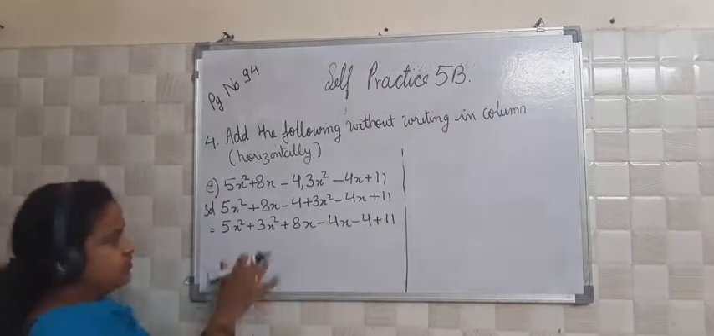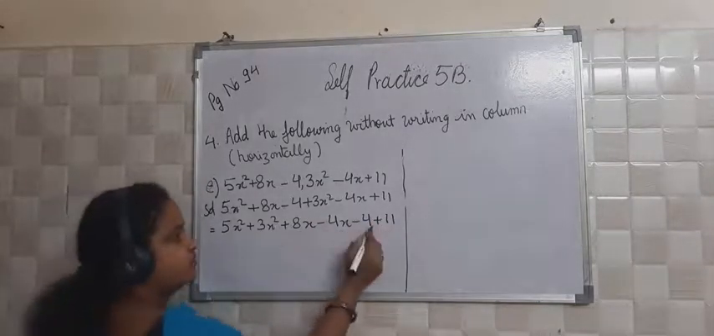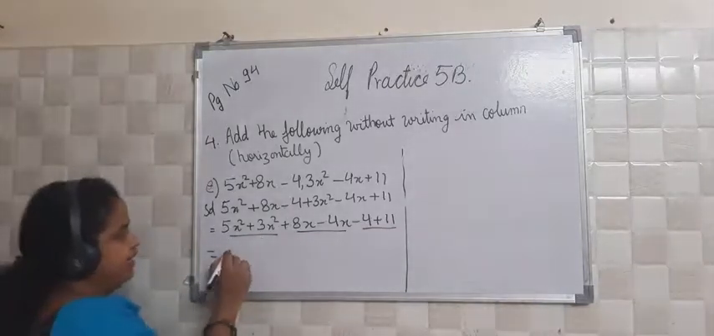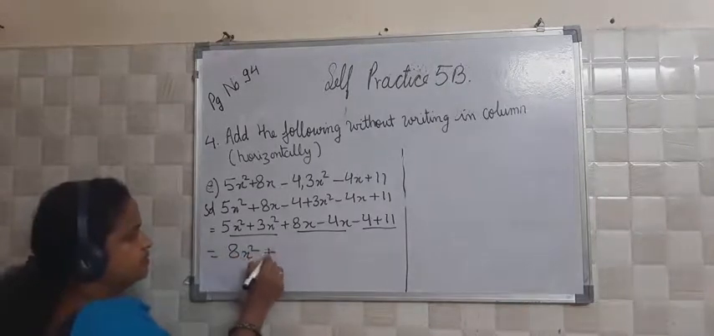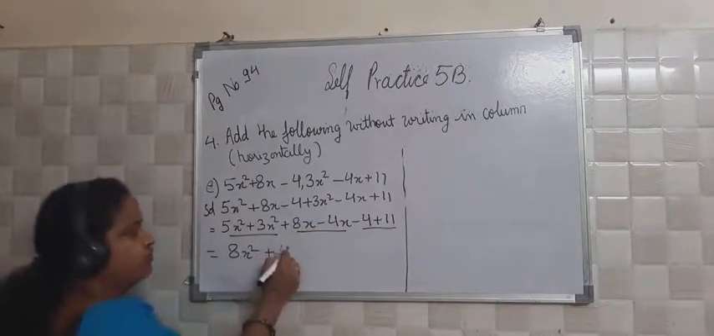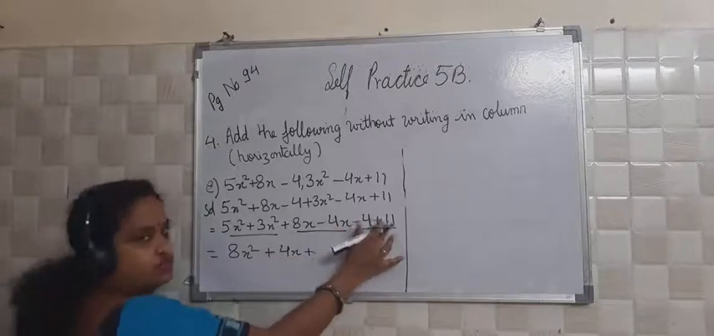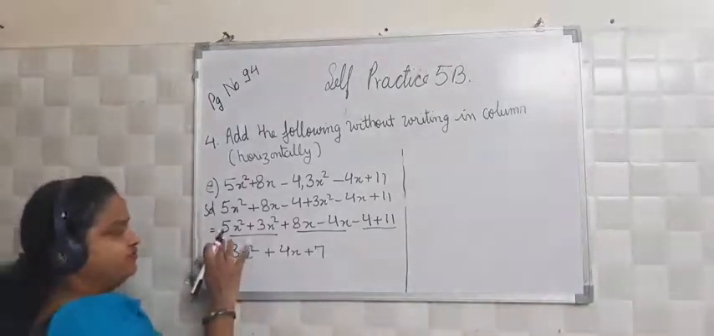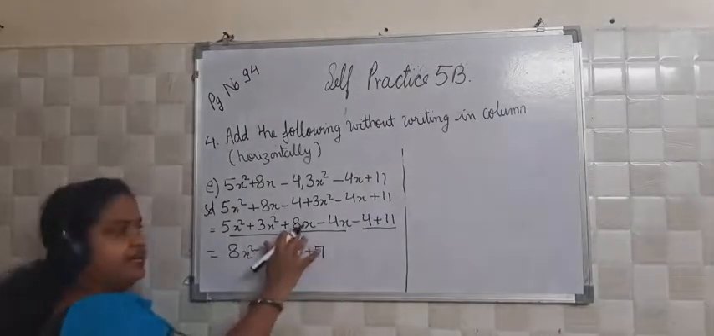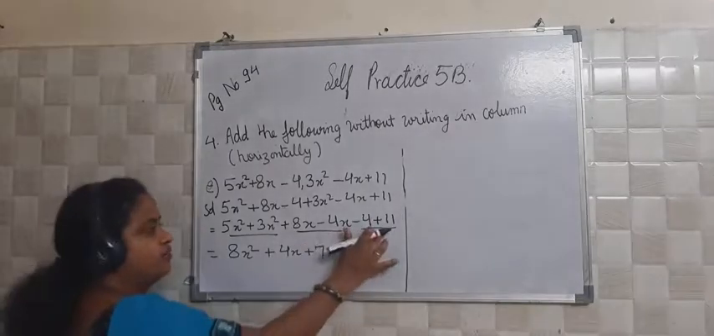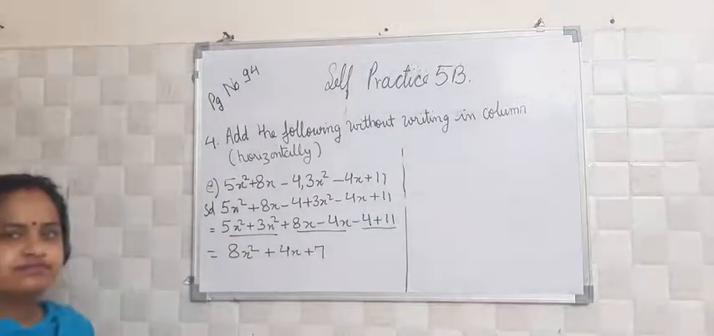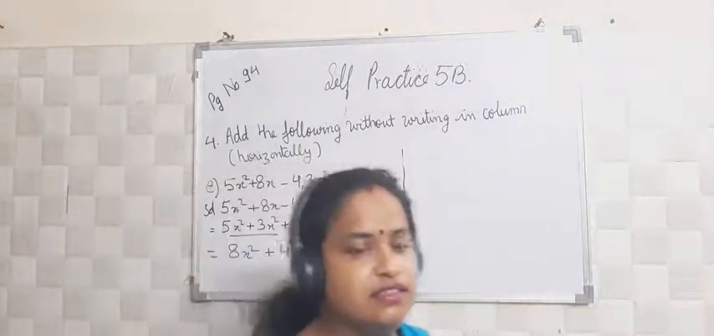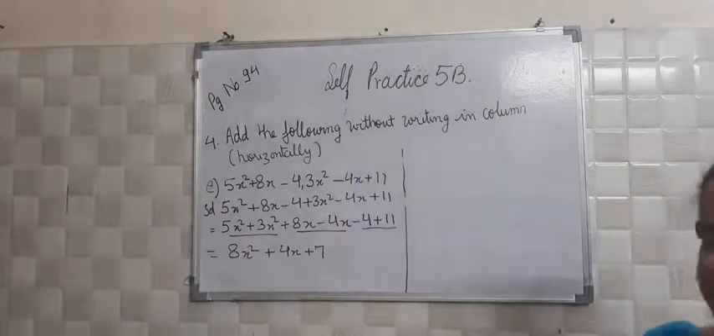Correct? Took x square together, x together and constant term together. Now, 5 plus 3, 8x square, plus 8 minus 4, 4x, plus minus 4 plus 11 plus 7. Correct? 5 plus 3, 8x square, 8 minus 4, 4x, minus 4 plus 11 plus 7. Is there any confusion up till now? Now see the F part.